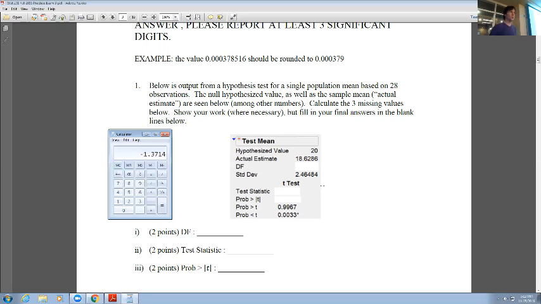Y bar is 18.62. This is the difference between the two numbers. And now we are going to find the standard error. I'm taking the square root of 28. We are going to divide the standard deviation by the square root of 28. This is the standard error.